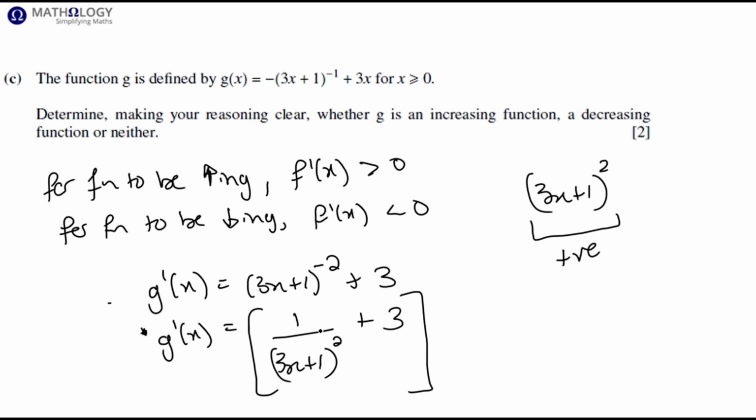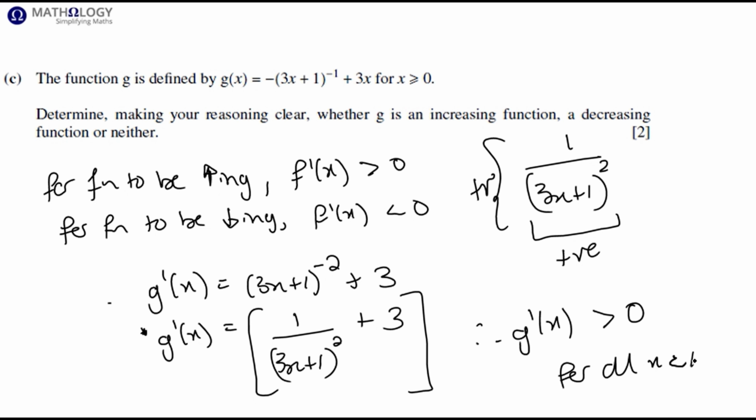Now 1 divided by a positive number is still positive. It's a small fraction. It's a small valued number because you've got 1 divided by a large denominator. But regardless, it's still a positive number. So 1 over (3x plus 1) all squared is still positive. And then we're adding 3, so we're even more positive. So therefore, g prime x is positive. It's greater than 0 for all values of x. Therefore, g of x is an increasing function.